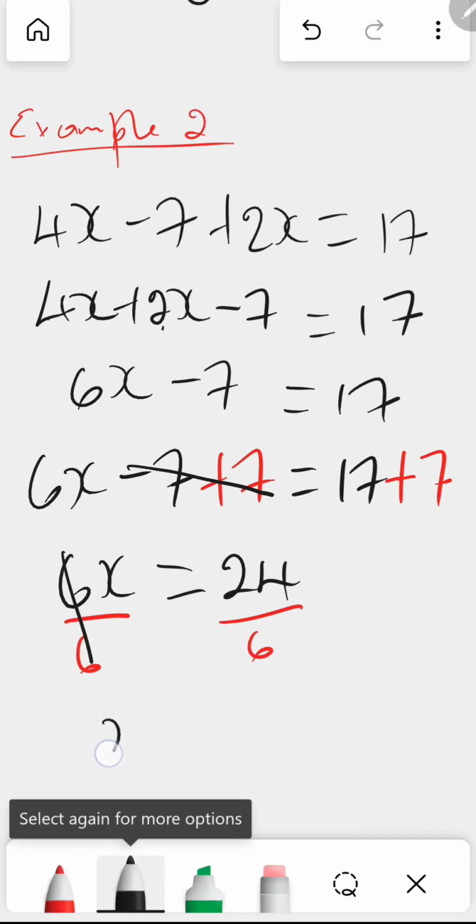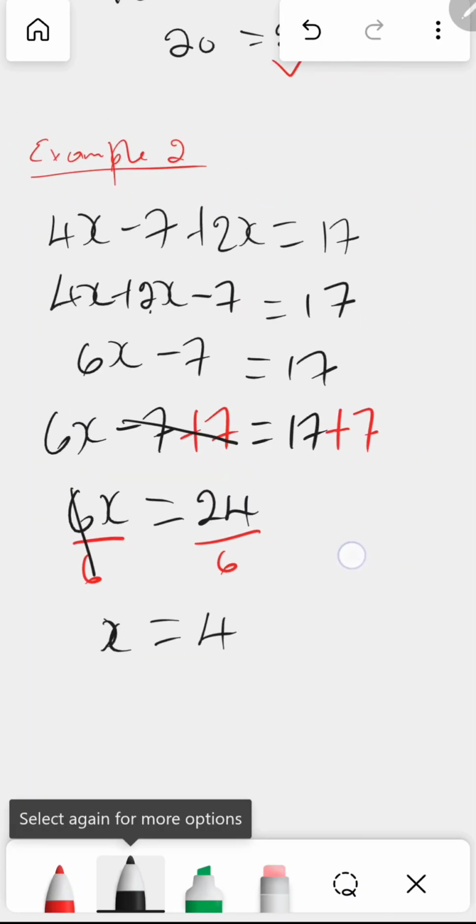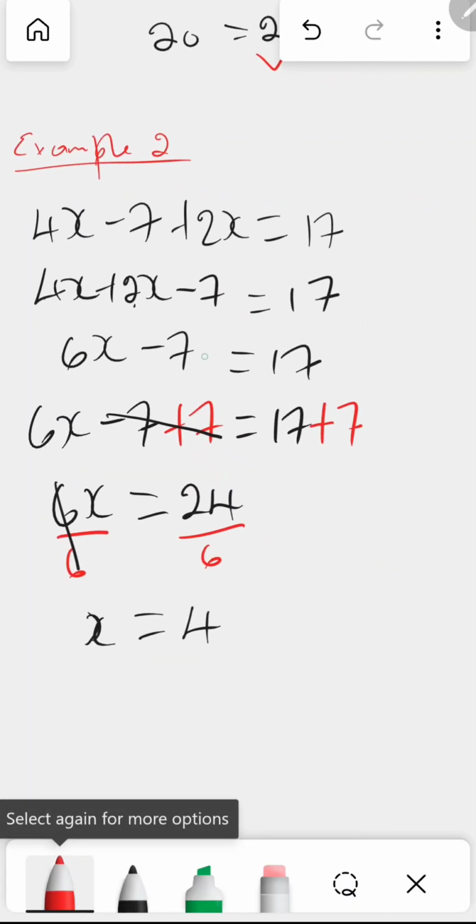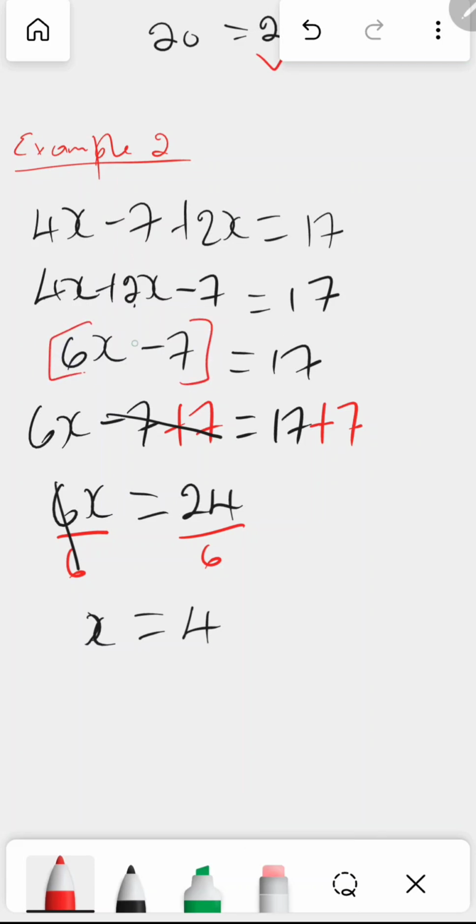6 cancels out, leaving x equal to 24 divided by 6, which is 4. So x is equal to 4. And your final step is to always check your answer. So we are going to check our answer to see if this portion of the equation actually equals 17.